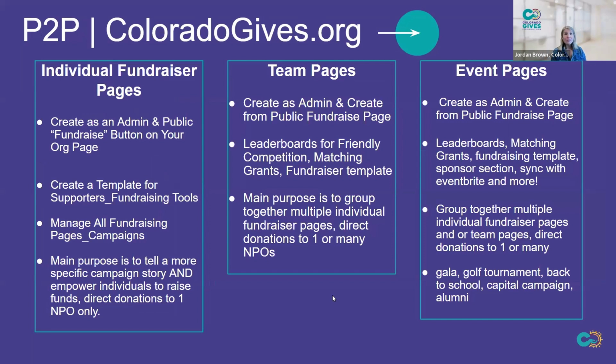Let's talk about all of the different peer-to-peer fundraising pages on Colorado Gives. So coloradogives.org has 3 peer-to-peer fundraising pages that you can choose from. The first and the most common is the individual fundraiser page. Next is team pages. So think marathons. And last is event pages. These 3 are available in multiple places across coloradogives.org for you to easily click a button as a nonprofit, or for any individual to create a page like this and attach it to your organization page.